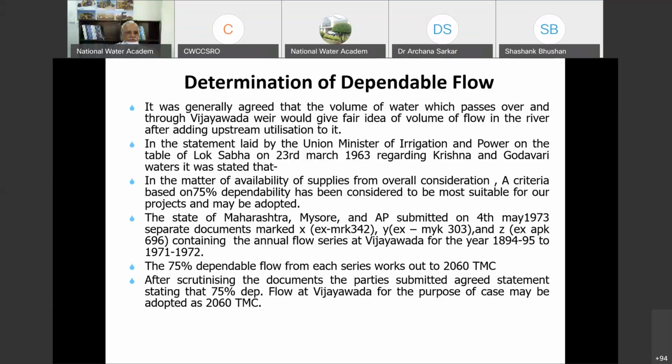In 1963, the Union Minister made a statement in the Parliament that, for overall consideration of supplies, a criterion based on 75% dependability has been considered to be more suitable for our projects and may be adopted. So this is the basis why 75% dependable flows were selected.